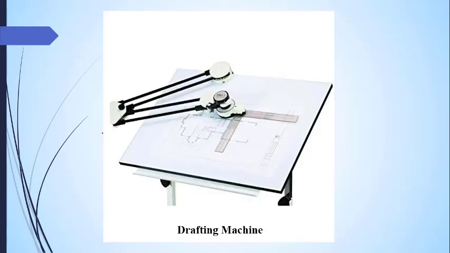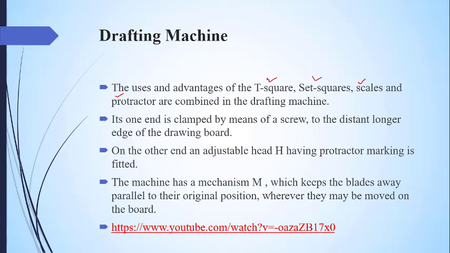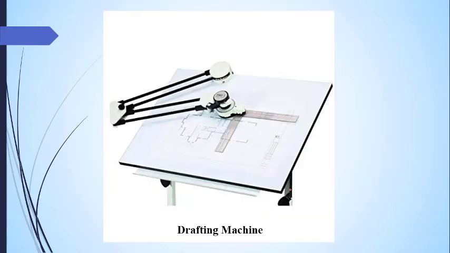This one is the picture of the drafting machine. The machine has a mechanism M which keeps the blades parallel to their original position wherever they may be moved on the board. Here is the explanation of a drafting machine. This side is fixed on the drawing table, and here is a mechanism M, which keeps the parts parallel to each other.